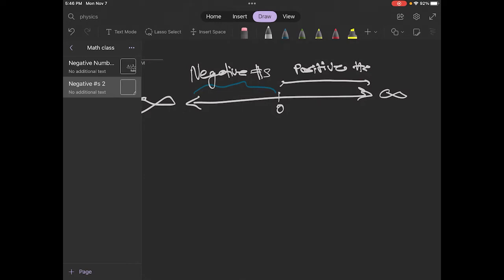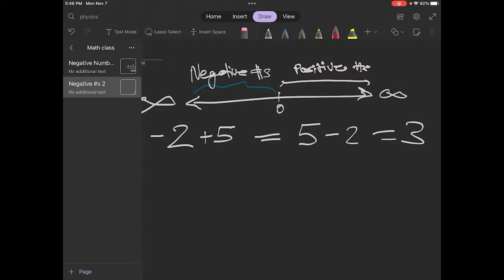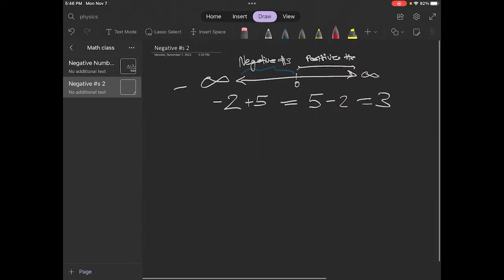We already discussed that we have, for example, -2 plus 5, and the fact that we can simply rearrange this as 5 minus 2, and it gives us the same answer of 3. But there's another way to think of it, and you'll see what I mean.